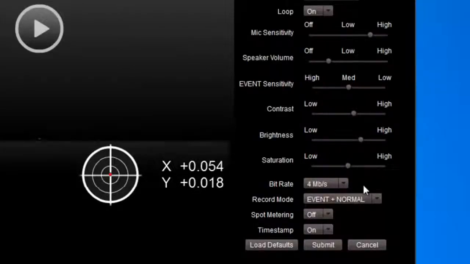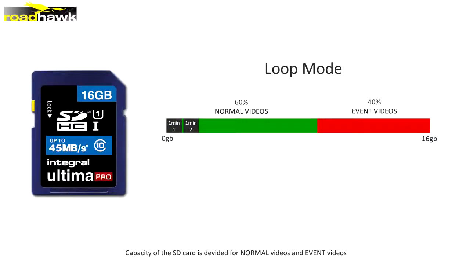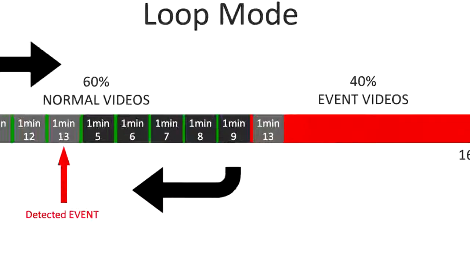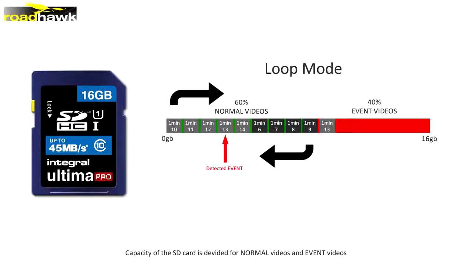Normal plus event divides the card into two parts. 60% is portioned for normal video and 40% is proportioned for event video files. Once that 60% is full, the camera will loop over itself and start overwriting the earliest video files. If the camera detects an event, that 1-minute file will be saved in the event portion of the SD card. The camera will continue to record in normal loop mode.